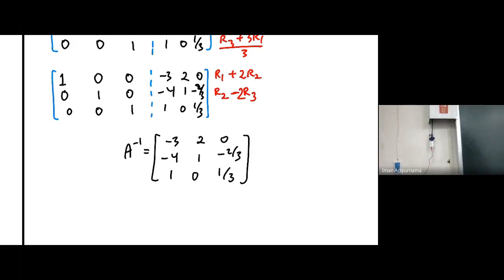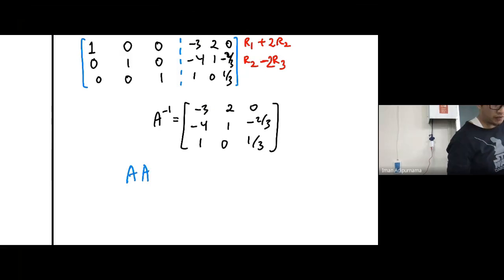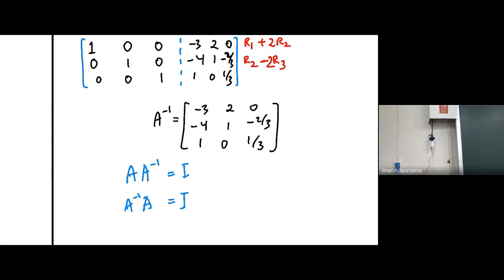Okay. How to check? You can check by multiplying the A inverse. It should be the identity, or A inverse A should be the identity. So you can multiply this with the original A. It should be the identity. Identity is 1, 1, 1, 0, 0, 0, 0. Okay. It should be the same from left and from right.